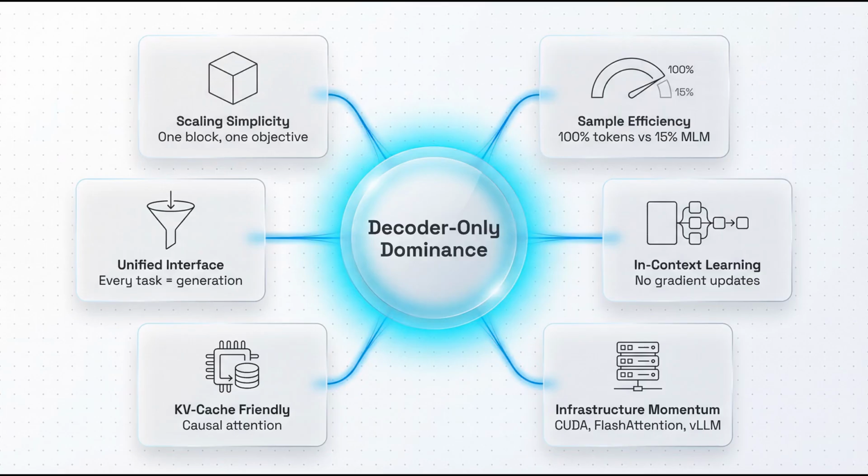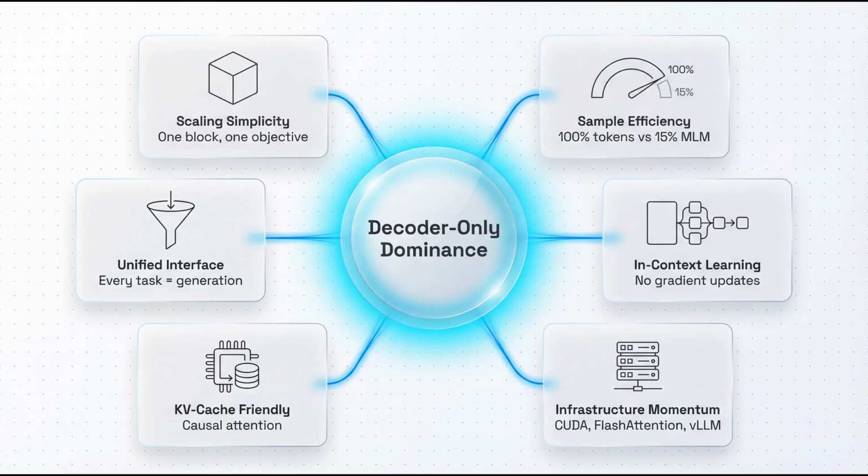Yi Tay, senior research scientist at Google Brain, put it directly: in denoising-based training objectives, only a small fraction of tokens is masked. This translates to low sample efficiency per FLOP. Third, unified interface. Every task is text generation. No need to design separate classification heads. Fourth, in-context learning. GPT-3 demonstrated that decoders can learn from examples in the prompt without gradient updates. One model handles thousands of applications.